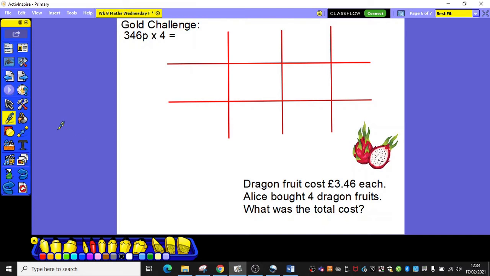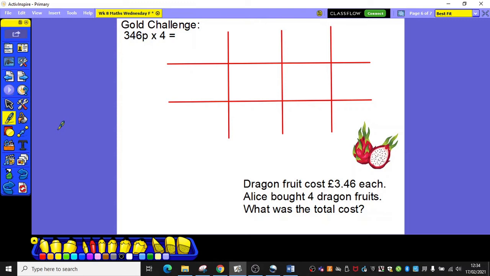your challenge now. So if we take a dragon fruit, some of us might not be familiar with that. I'm not sure I've ever purchased a dragon fruit, but I've certainly seen it in the supermarket, and it tends to be quite an expensive product. Dragon fruit costs £3.46 each. Alice bought 4 dragon fruits. What was the total cost?